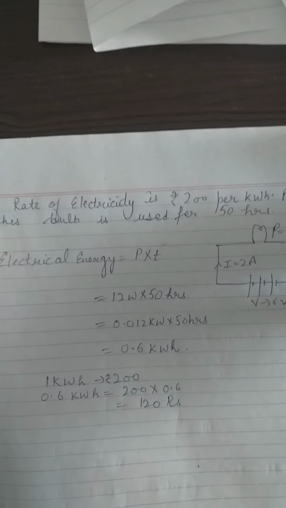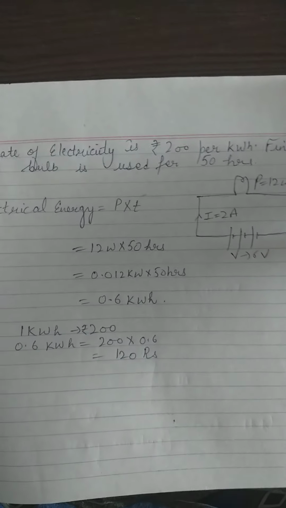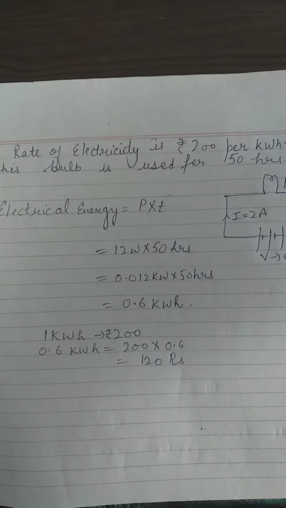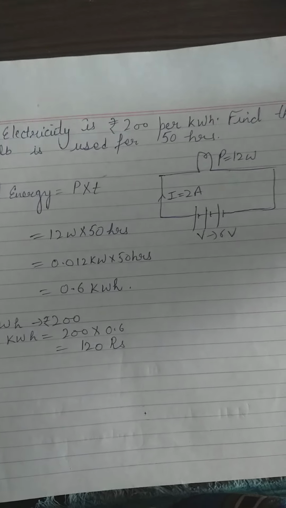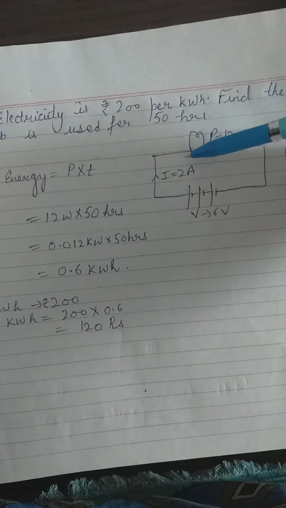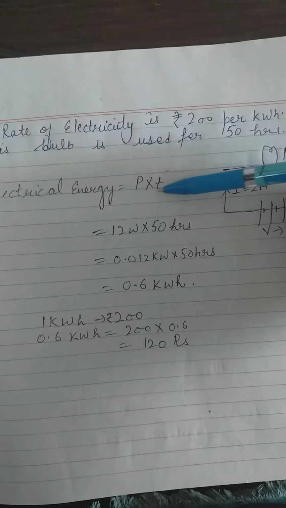Next numerical. Rate of electricity is 200 rupees per kilowatt hour. Find the bill if this bulb is used for 50 hours. If the bulb is lit for 50 hours and the rate of electricity is 200 rupees per kilowatt hour, you have to find out the bill. See the circuit. There is a bulb with power 12 watt, current 2 ampere and potential difference 6 volt. So the electrical energy formula is power multiplied by time.